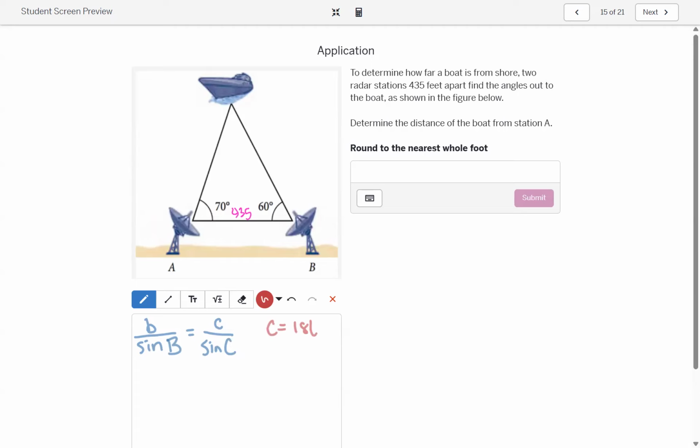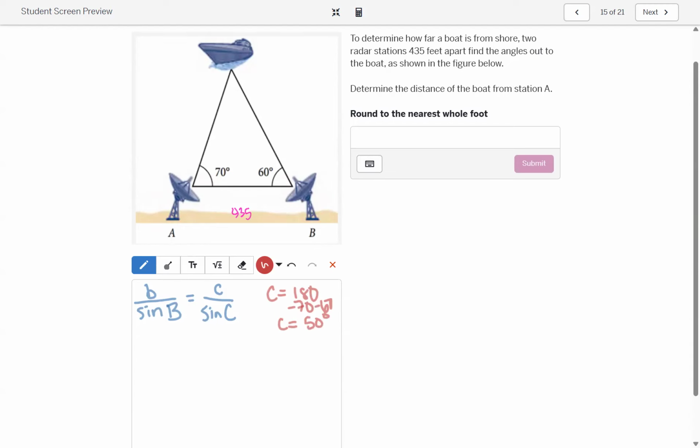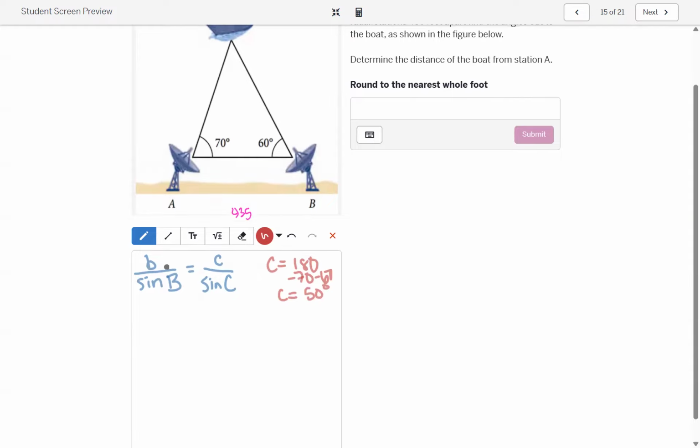But we know how our angles work: 180 minus the other two. So C is 50 degrees. So our unknown B divided by the sine of angle B, which is 60 degrees, equals side C, that 435 they told us, over the sine of 50 degrees.